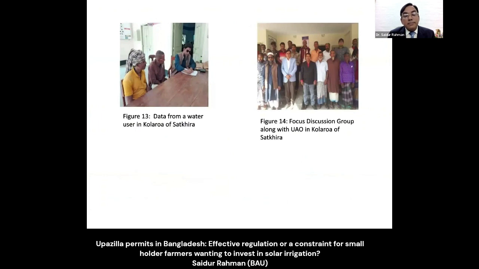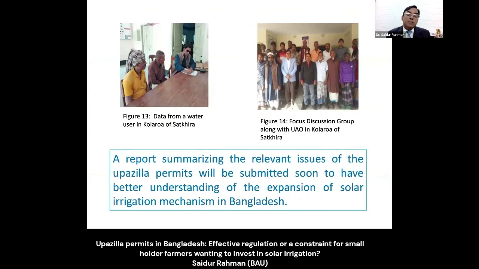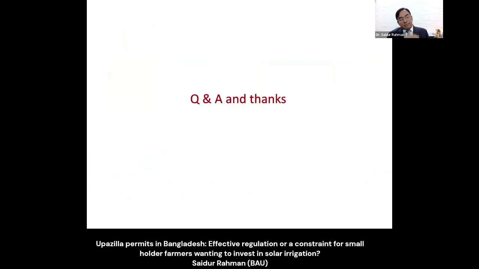If you click next. I would say a summary report with these relevant issues of the Upazila permit will be submitted soon, where we will mention all the negative and positive things of these Upazila permits and how it can be helpful for expanding solar panels in Bangladesh. That we could not yet do. So that's something from our study. Thanks for your patient hearing. If you have any questions or queries, I can try to answer. Thank you very much.